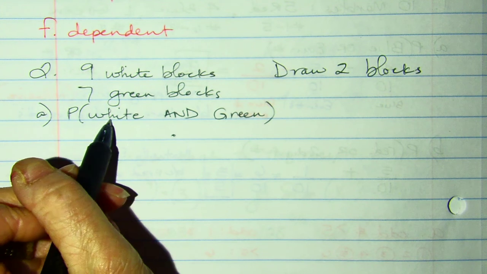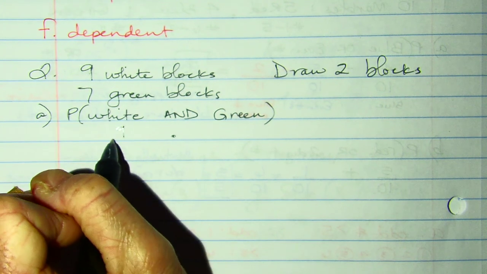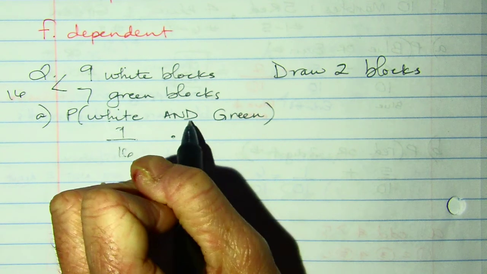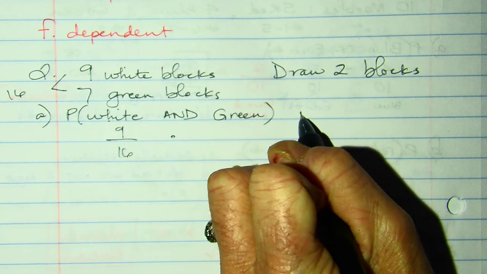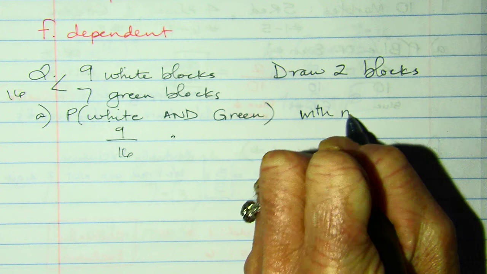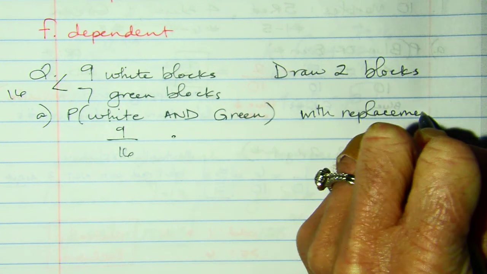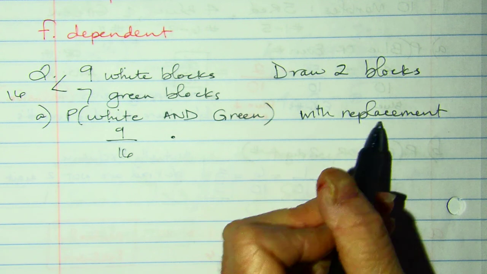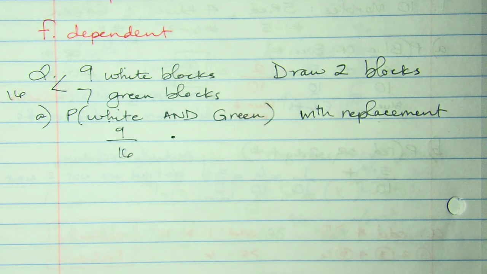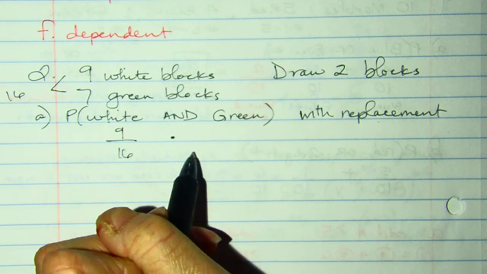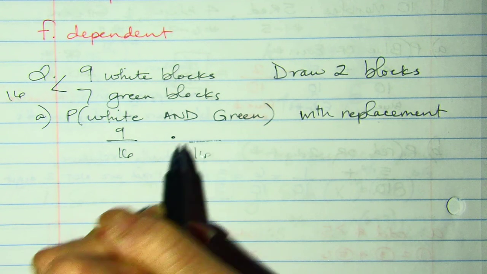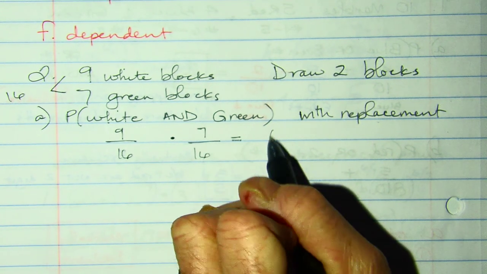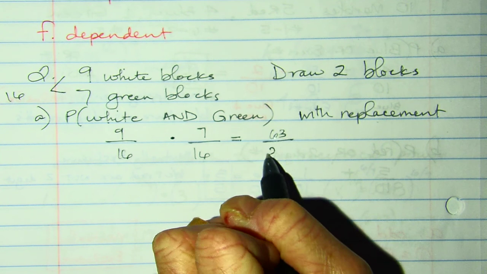So let's start with the white. There are 9 white. The bottom should always be the total. There's a total of 16. And how many are green? I'm sorry. And I am with replacement. Now, with replacement means that when I take this first block out, I'm going to replace it. I'm going to put it back in the bag or back in the box. And so there are still 16 blocks when I go to select a green. So from here, there's nothing I can reduce, so I would get 63 over 256.